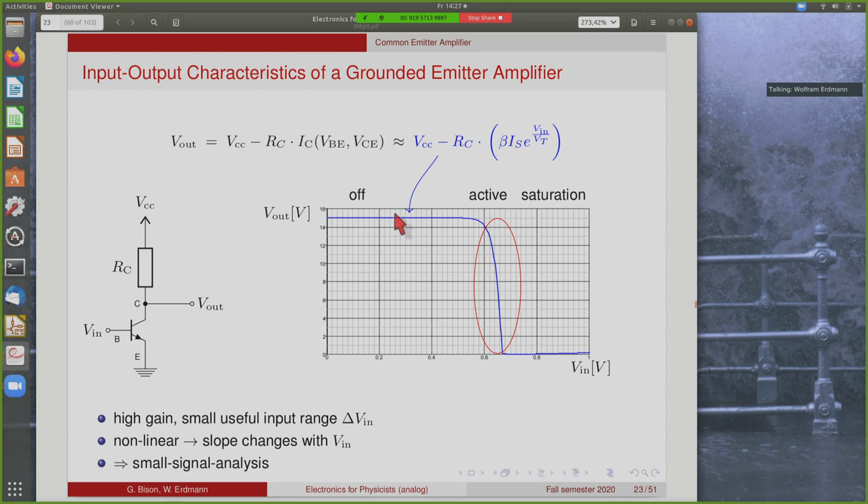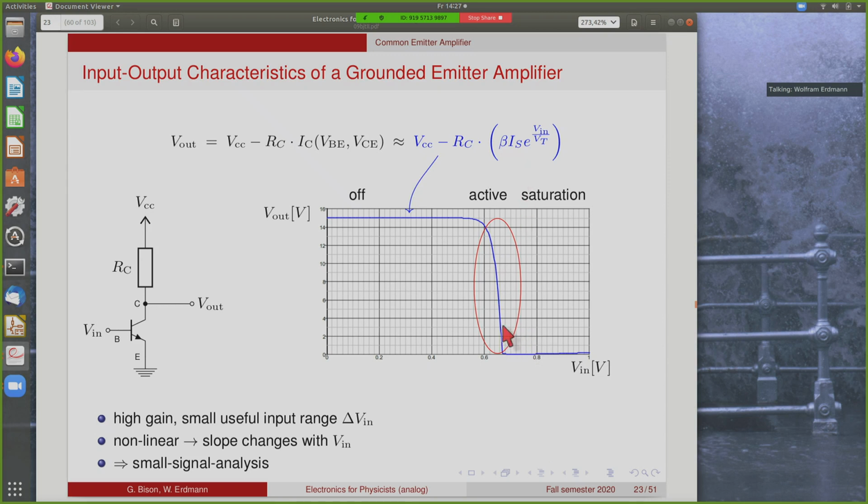And so when we're in the off region, so the base emitter voltage is less than 0.6 volt, of course the output is pulled all the way up to the supply at 15 volts. And then when we get into the active region, this term picks up, and this slope here is basically the exponential of the collector current that you see here.